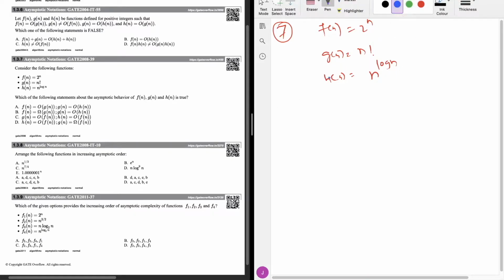Next, what I can do is compare these values. First I will be comparing f of n and g of n. Here 2 power n is given and n factorial is given. So how can I compare these two? If you don't know how to compare these two values, then simply apply logarithm on both sides. After applying logarithm on both sides, I will be getting n log 2 here.